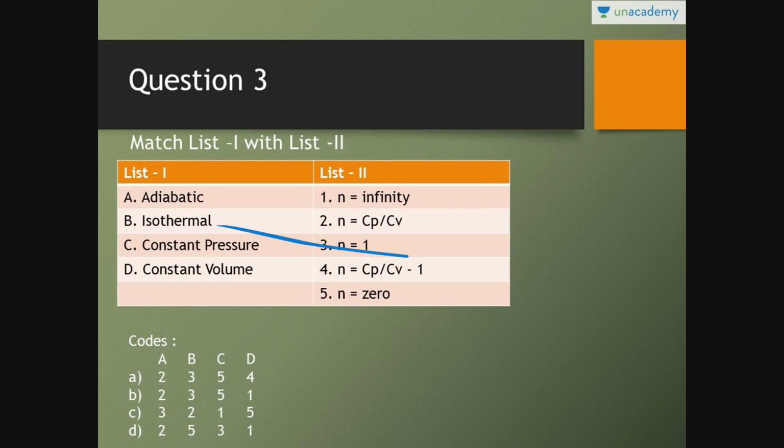For constant pressure, the value of n is 0. So with C, it is 5. For constant volume, the value of n is infinity. For D, it is 1. So the option here is B. For the third question, the answer is B. Just go through this particular problem. Before I explain the next one, just quickly go through the question and try to solve it by yourself.